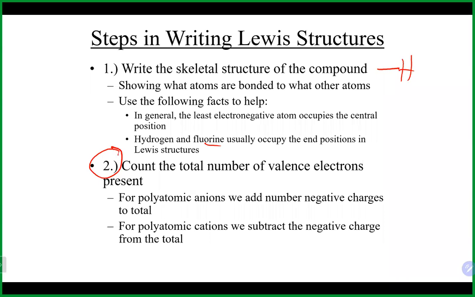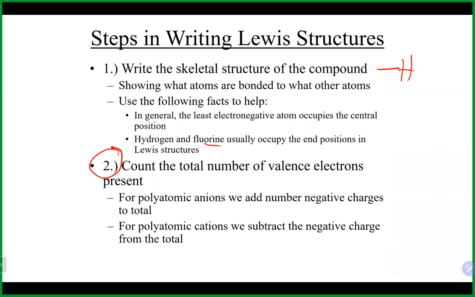Probably the most important thing that you do when you draw a Lewis structure is actually count up the number of valence electrons there are. Now, we want to take all the atoms and all the elements that are there and count up just a grand total of all the valence electrons that are available. Again, using the group number as the number of valence electrons for each element.